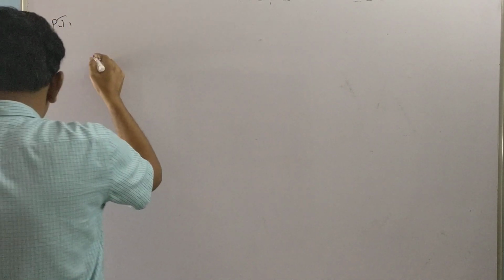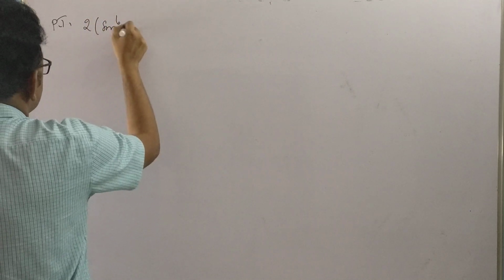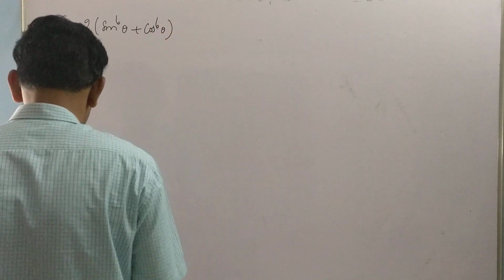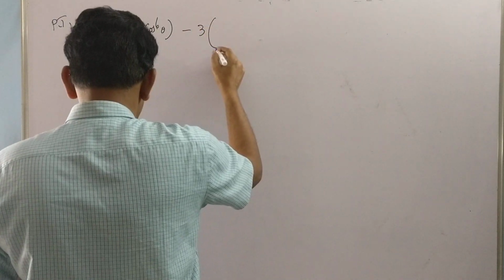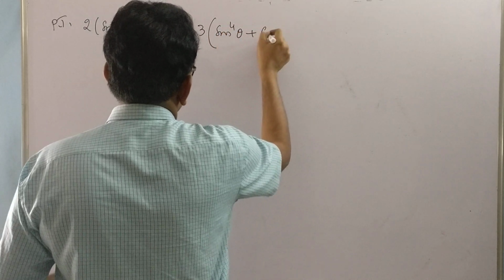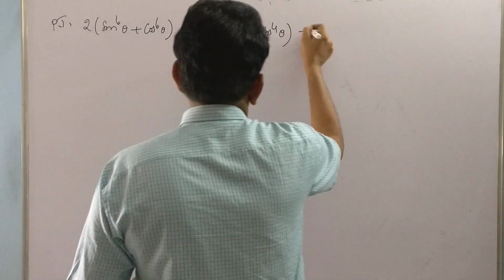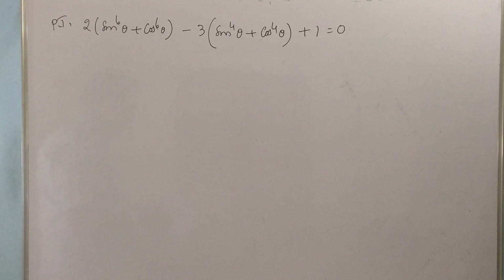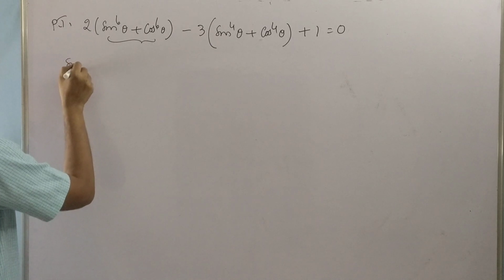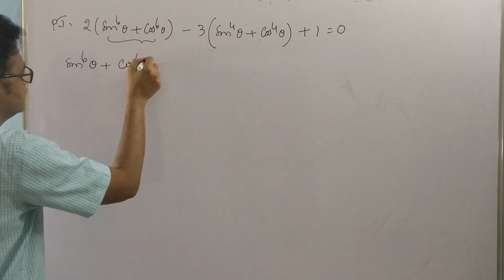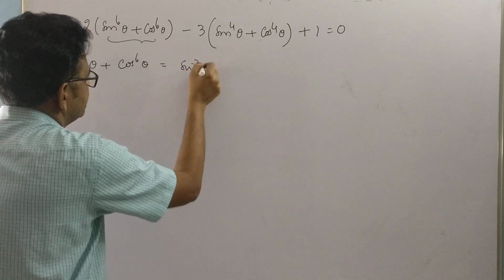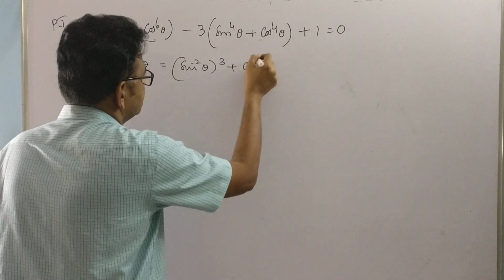Next one. Now prove that 2 into sin power 6 theta plus cos power 6 theta minus 3 into sin power 4 theta plus cos power 4 theta plus 1 is equal to 0. Now by taking the first result, consider only this part: sin power 6 theta plus cos power 6 theta is equal to sin square theta whole cube plus cos square theta whole cube.